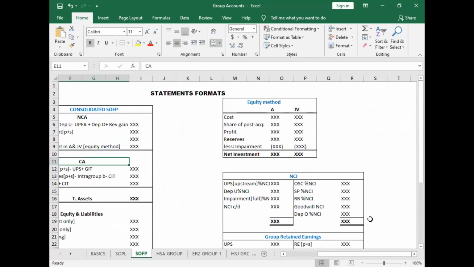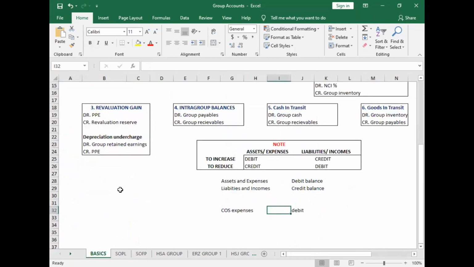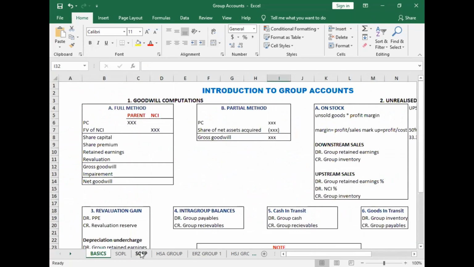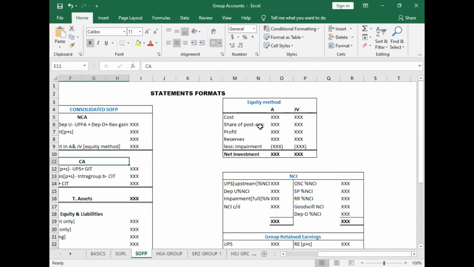Then maybe, the most calculation here is on goodwill, which I showed you under the basics, isn't it? Then the other one, investment in a joint venture or associate, is done using the equity method, and it will be just the cost, isn't it? It can be an associate or joint venture, plus the share of post-acquisition profits and reserves, isn't it? Another thing you'll less here is impairment. Then you'll find the net investment that will go to the consolidated statement of financial position.